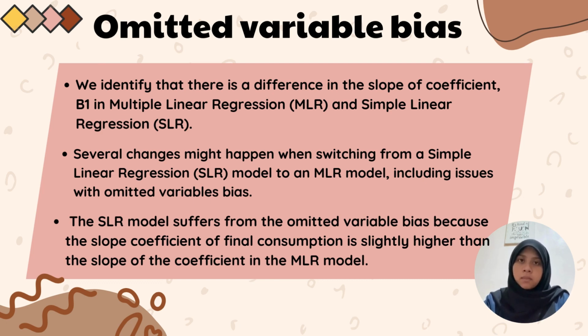As we know, omitted variable bias might occur in this model if we fail to include one or more variables, or leave out an important explanatory variable in this analysis. However, we notice that the inclusion of additional explanatory variables in the multiple linear regression model helps to control the problem of omitted variable bias. This is because, as shown in the simple linear regression and multiple linear regression models, the simple linear regression model suffers from omitted variable bias, because the slope coefficient of final consumption, which is B1, is slightly higher than the slope coefficient in the multiple linear regression model.